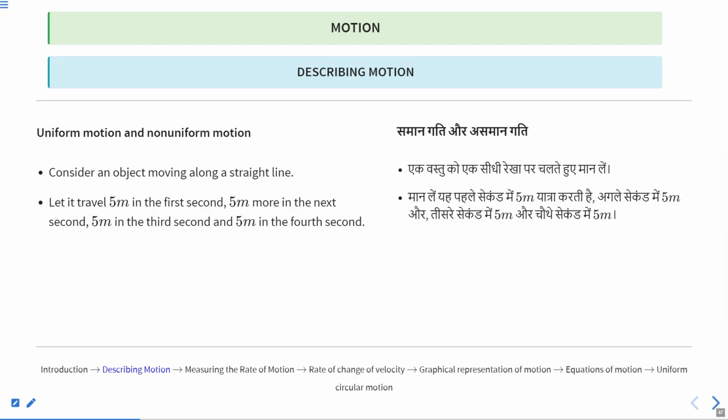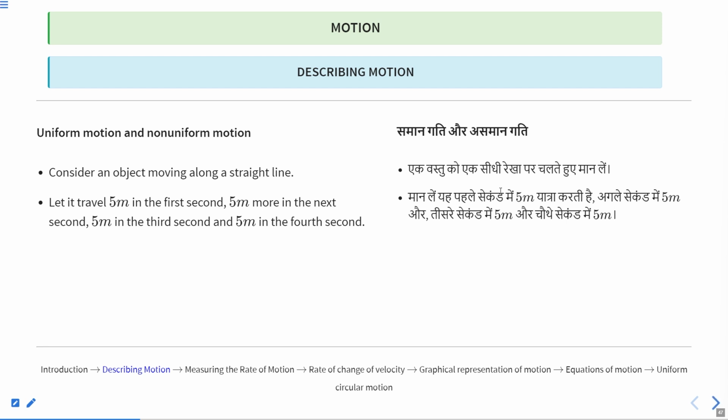Hello, welcome class. In today's class we are going to study chapter number 7 of class 9th NCERT, and the topic which we are going to start right now is describing motion. In the last class we completed the introduction of this chapter and learned about what is distance and what is displacement. In today's class we are going to study what is uniform motion and what is non-uniform motion.